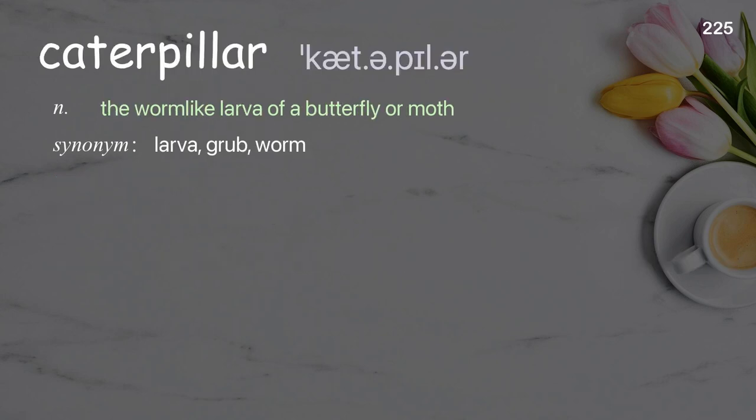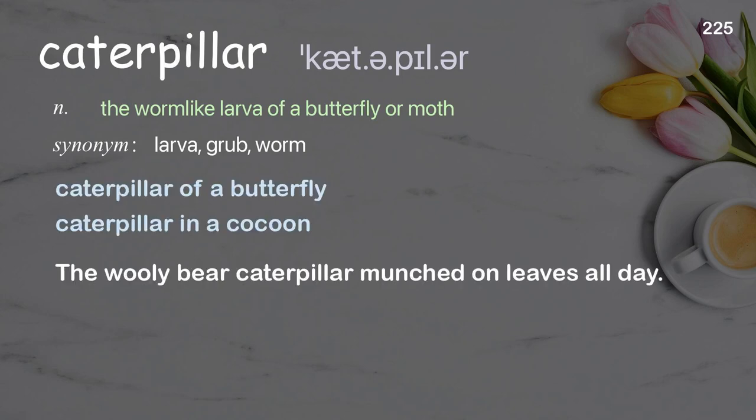Caterpillar. The worm-like larva of a butterfly or moth. Examples. Caterpillar of a butterfly. Caterpillar in a cocoon. The woolly bear caterpillar munched on leaves all day.